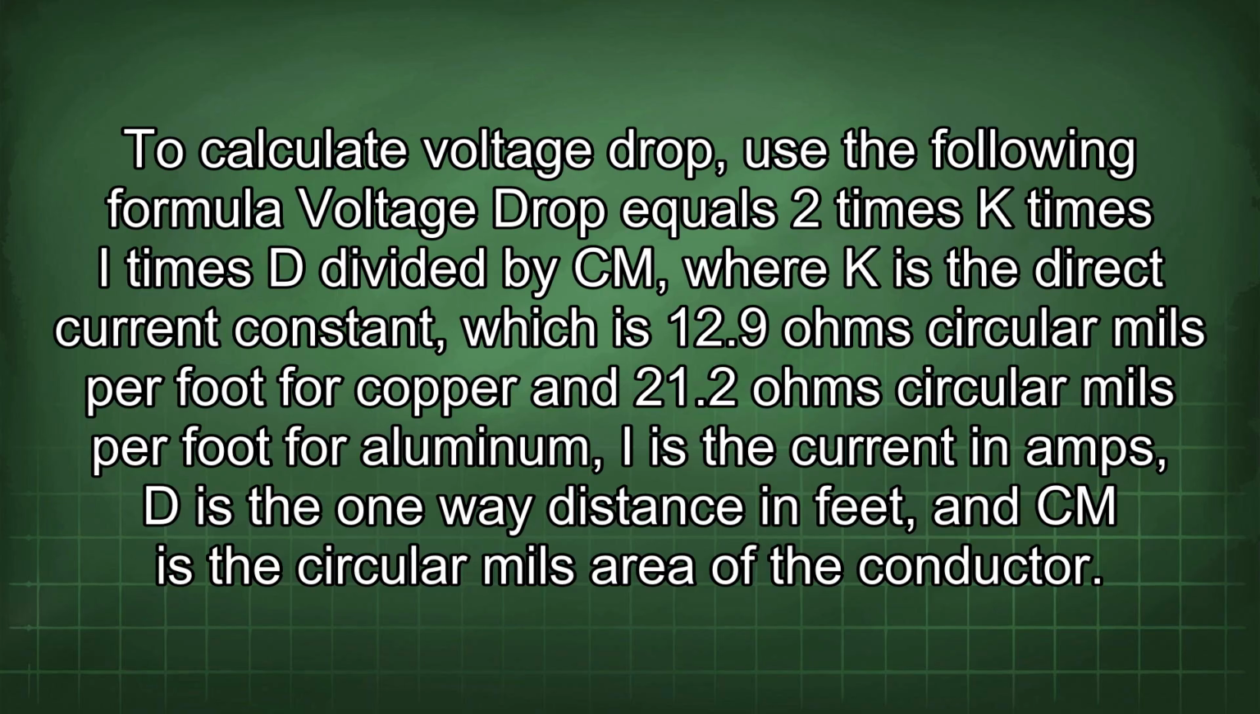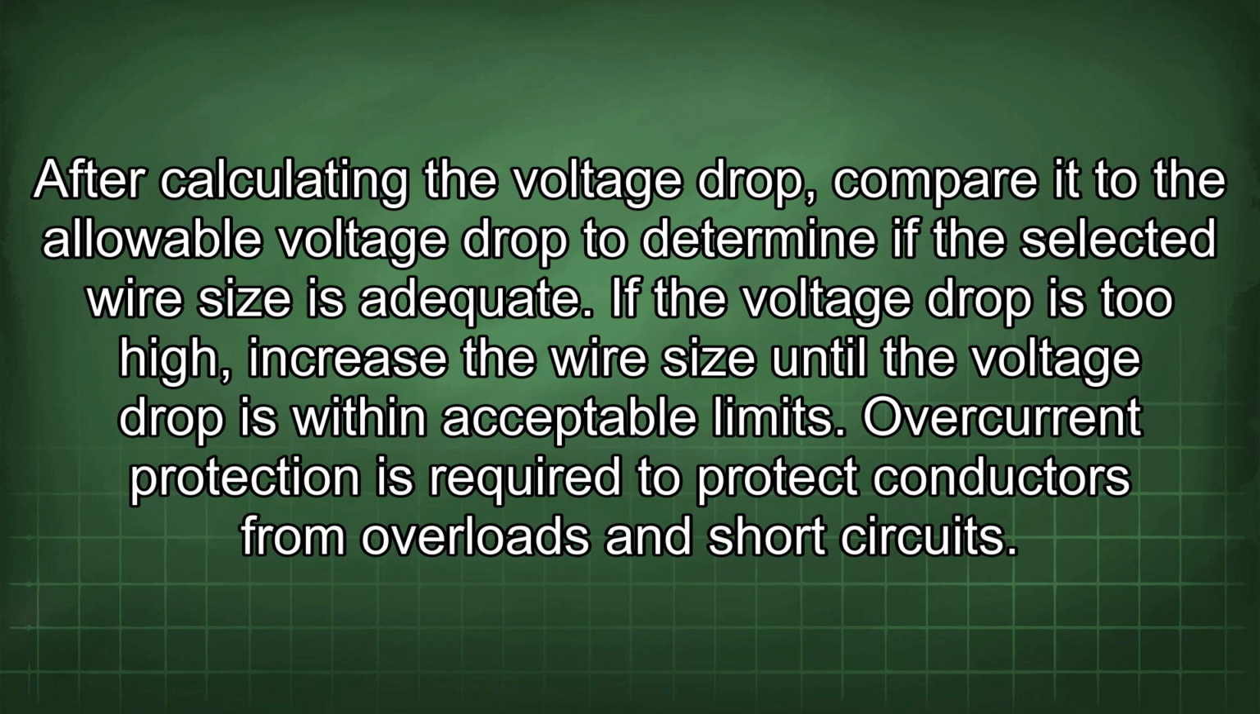To calculate voltage drop, use the following formula: voltage drop equals 2 times K times I times D divided by CM, where K is the direct current constant, which is 12.9 ohm circular mils per foot for copper and 21.2 ohm circular mils per foot for aluminum. I is the current in amps, D is the one-way distance in feet, and CM is the circular mils area of the conductor. After calculating the voltage drop, compare it to the allowable voltage drop to determine if the selected wire size is adequate. If the voltage drop is too high, increase the wire size until the voltage drop is within acceptable limits.